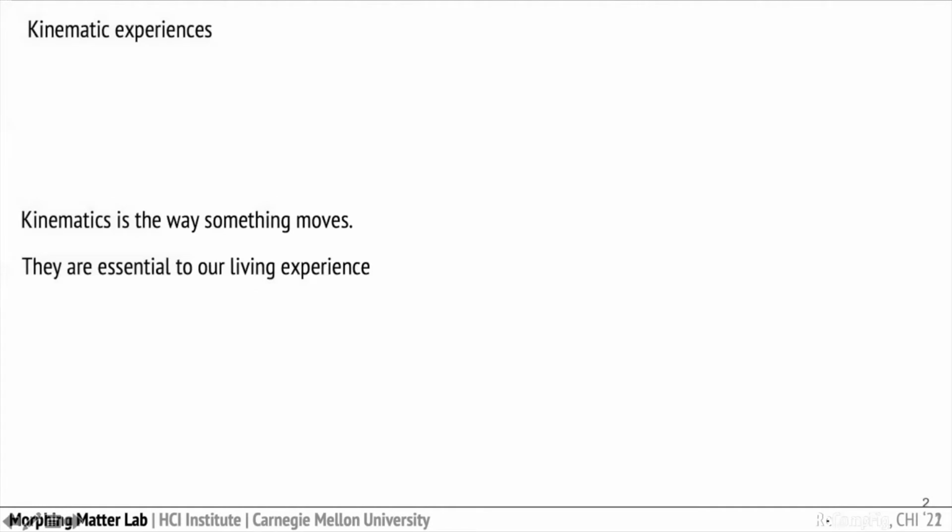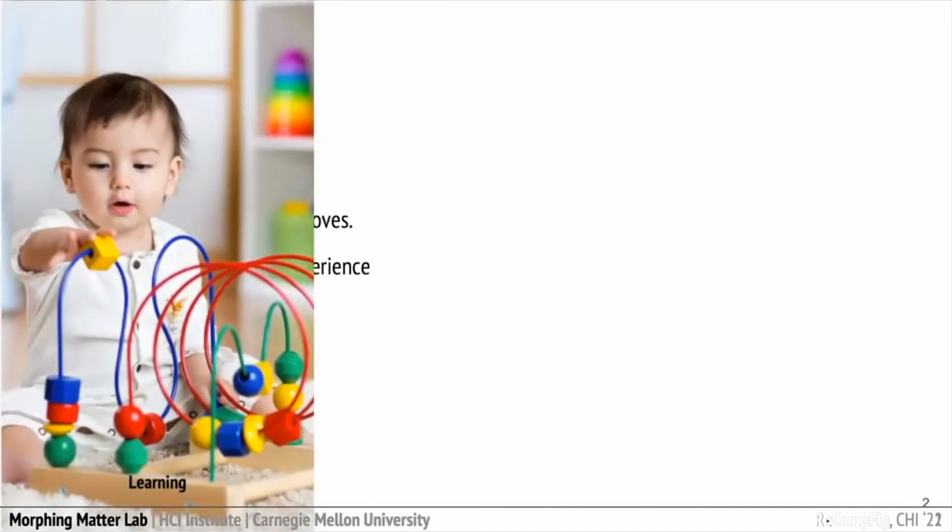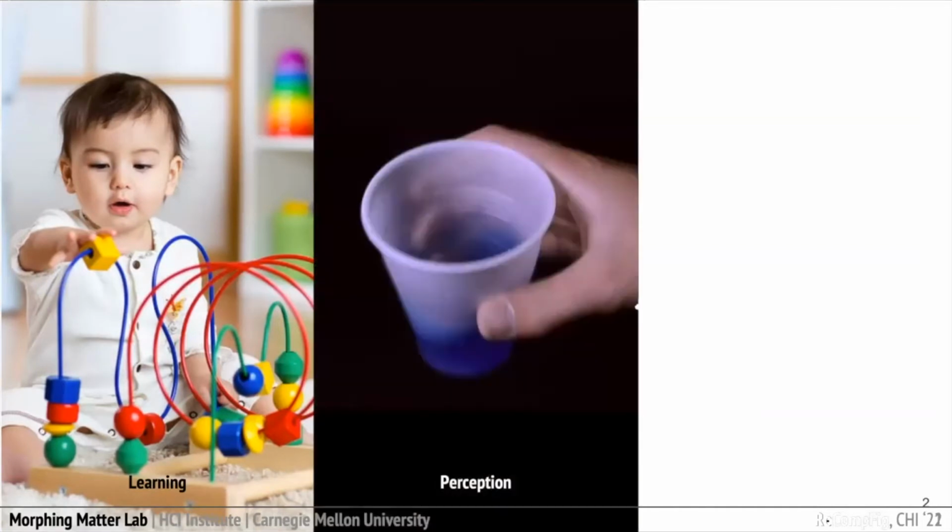So kinematics, I've been using that term a lot, and what kinematics means in human-computer interaction is it defines the way something moves, or in other words, how something would move when a user interacts with it. And it is an essential part of our living experience. For example, babies learn about the affordances of objects by tangibly interacting with them. And it also plays a huge part in our perception.